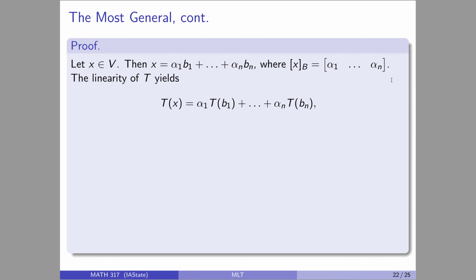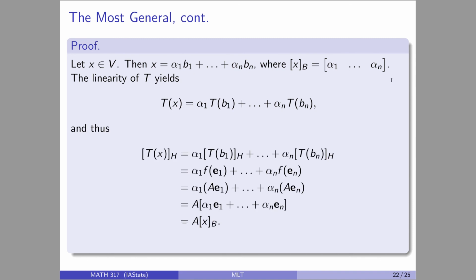The linearity of T means that when I feed X into it, it's going to respect all the linear combos. Now, I'll apply another linear mapping to this, the coordinate transformation with respect to H, so turning these elements, which are in the vector space W, which is a copy of Rm, if you apply the standard coordinate transformation, well, it's linear, so it respects all of these. What do we know about the T of B1 with respect to H? Well, that's f of E1, all the way down to f of En.